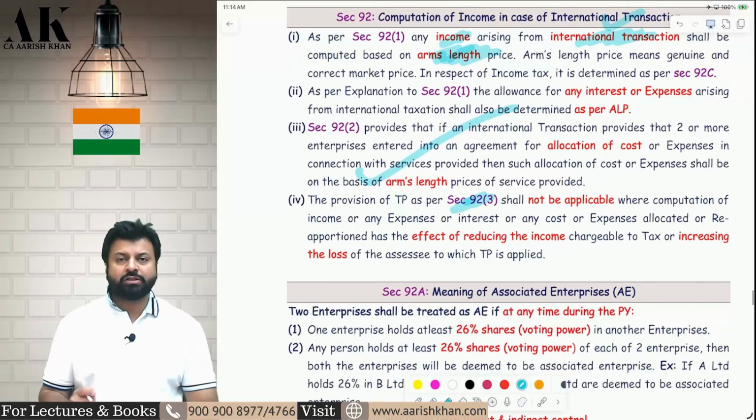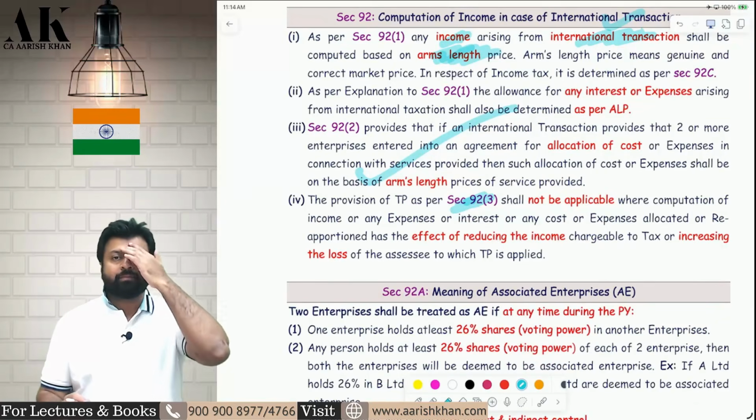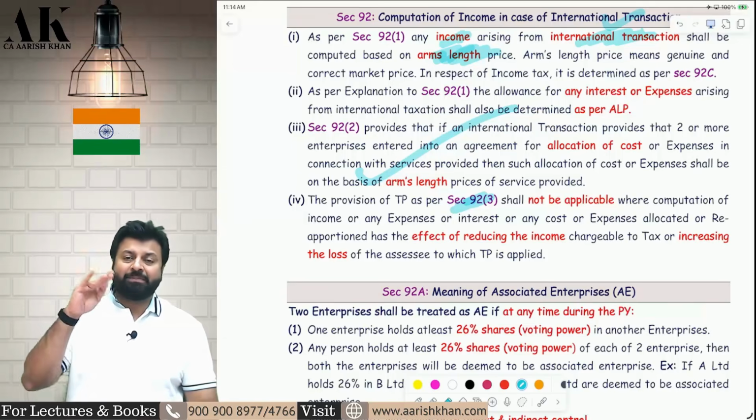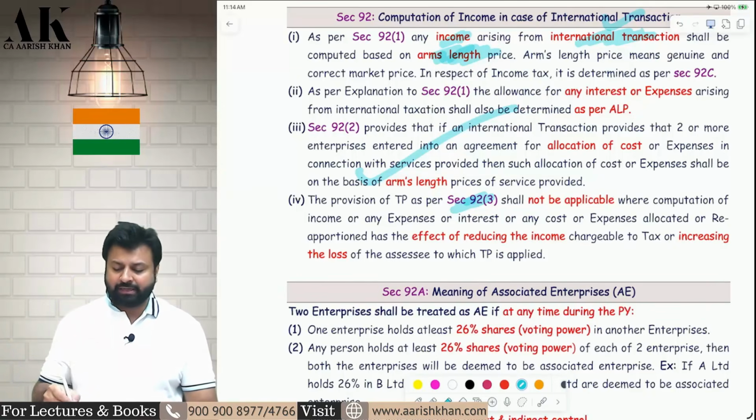Now 92 subsection 3 is a very important subsection. What does this say? This says that transfer pricing is not applicable if after applying the transfer pricing the income of the assessee reduces or the loss of the assessee increases. So after applying the arm's length price, if the income reduces or the loss increases, it means it is beneficial to the assessee, then transfer pricing is not applicable. After applying the transfer pricing provision, it should not benefit the assessee. It should benefit the department. If it benefits the assessee, by reducing the income or by increasing the loss, transfer pricing is not applicable. I hope it is clear to all of you.